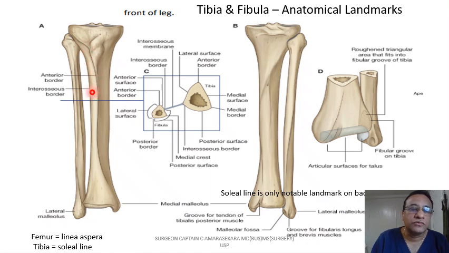When you go a little bit laterally, you can see the interosseous border, which attaches the interosseous membrane, and this lateral border is looking at your fibula. Here you should identify the fibula head and neck. This area is very vital when you are doing surgeries and assessing patients, because your common peroneal nerve comes and wraps around the fibula neck.